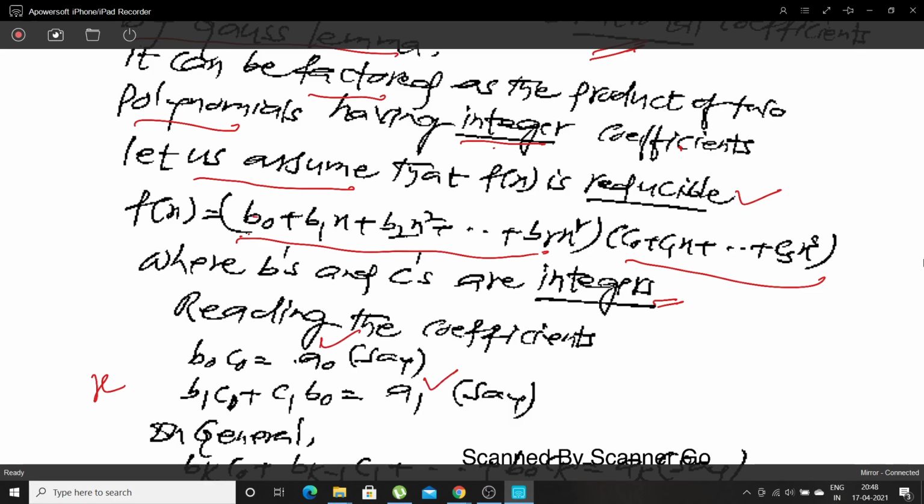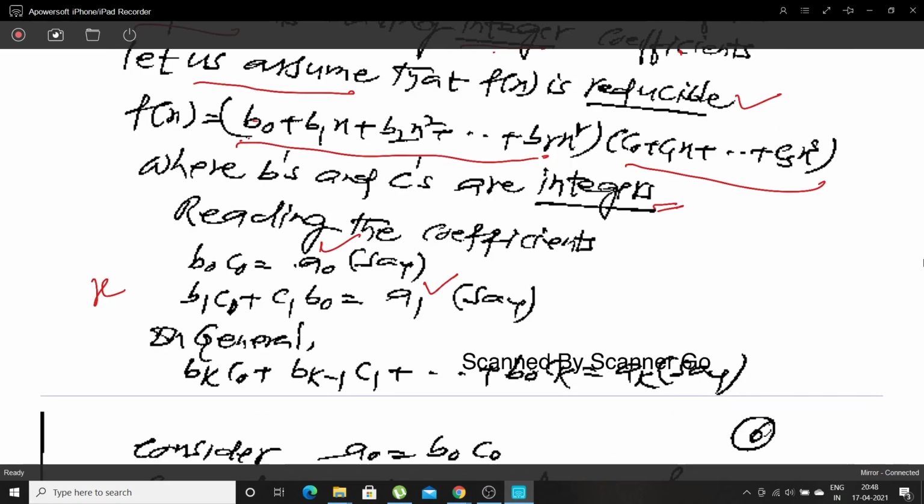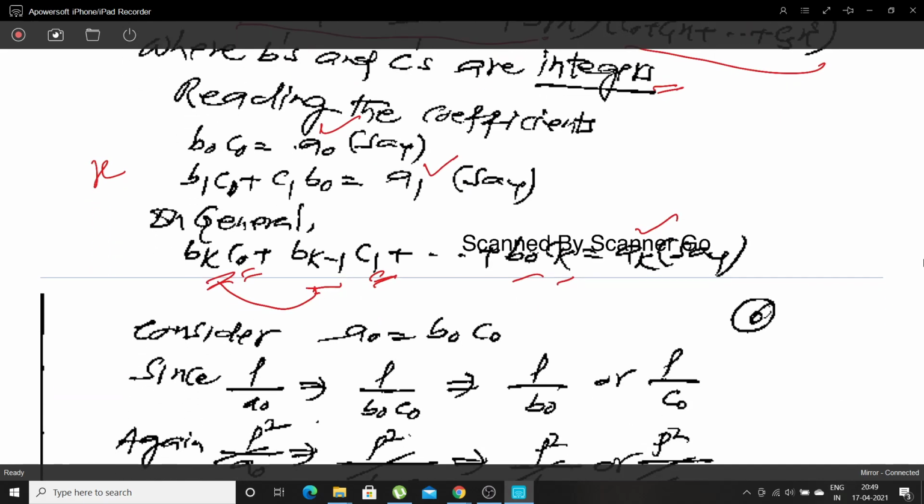Similarly, you may take the coefficients of x square. In general, if you take the coefficient of x to the power k, we get bk c0 plus bk minus 1 c1, and so on up to b0, going on diminishing the suffix of b's and increasing the suffix of c's, and I'll denote it by ak. Let me take the constant term, that is a0.